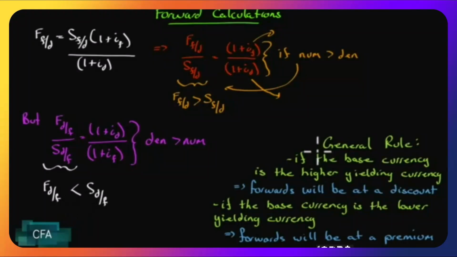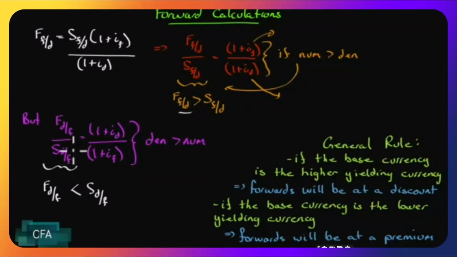So here's a general rule that comes from these two statements. If the base currency is the higher yielding currency, forwards will be at a discount. If the base currency is the lower yielding currency, forwards will be at a premium. Is that consistent? Well, D here is our base currency, and we said that the foreign currency was the higher yielding currency, not the base currency. We've allowed the foreign currency to be the higher interest one. D is the lower one, hence forwards at a premium.